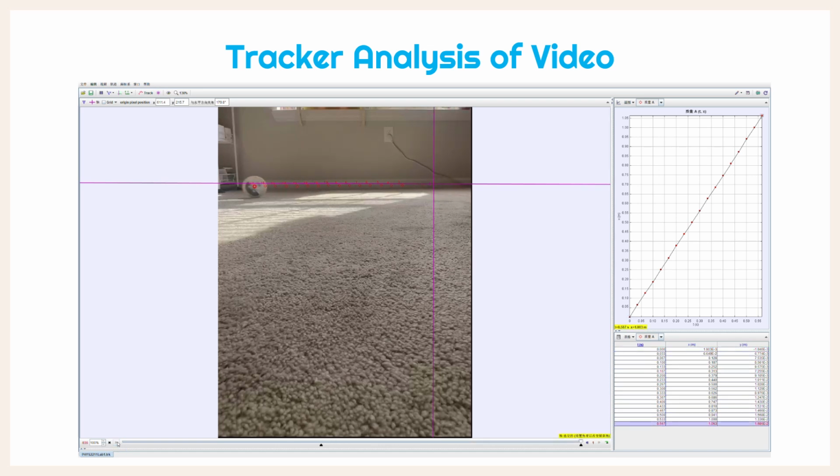Here's a quick video that I took of the roll of masking tape going at a constant velocity in my living room. And all these red dots that you see are the center of mass at each time frame. And you can see the graph of position versus time on the right appears linear, and I'm going to run a computational analysis to see whether this is true or not.